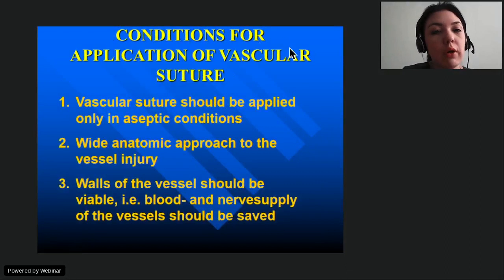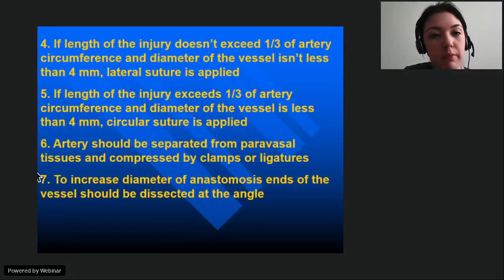Conditions for application of vascular suture. So first of all, vascular suture should be applied only in aseptic conditions. If a wound is infected, we should not apply vascular suture in the wound. We should ligate the vessel along its course, proximally for the artery and distally for the vein. Then a wide anatomic approach to the vessel injury. Walls of the vessel should be viable, that is, blood and nerve supply of the vessel should be preserved.